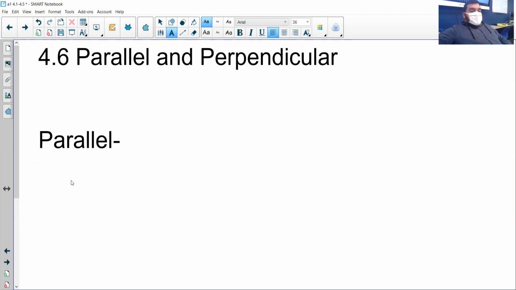Wait, what is that? Parallel and perpendicular. I'm going to the RT. I saw my sister practice SAT. Okay. Guys, class, guys.